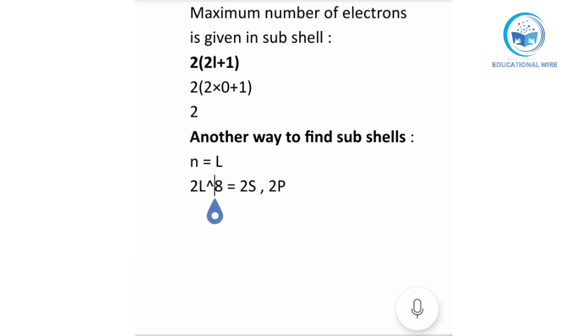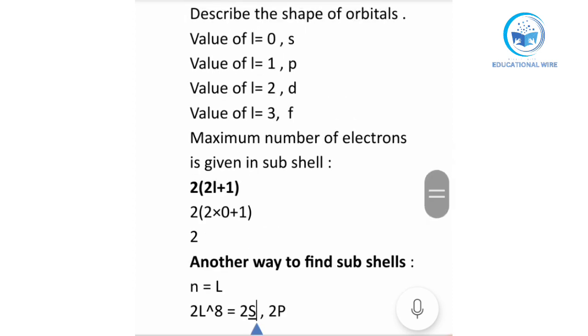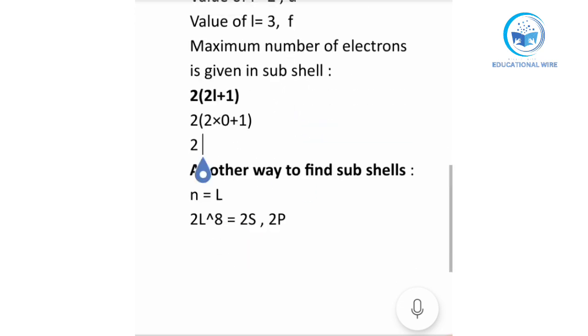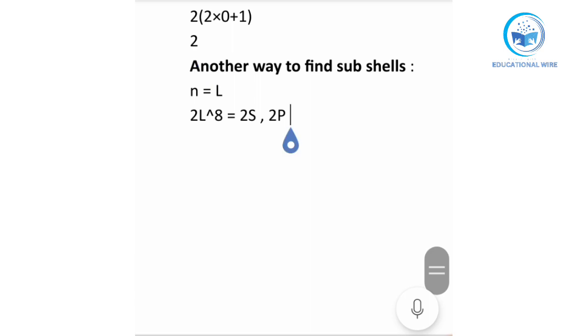So we will divide these 8 electrons between both, as we have found that in the S subshell the maximum is 2 electrons. If we find P, at the place of L we put 1, and we got the answer 6. Then we put 2, and we got the answer 10. Then again, we got the answer 14, and so on, in that manner.